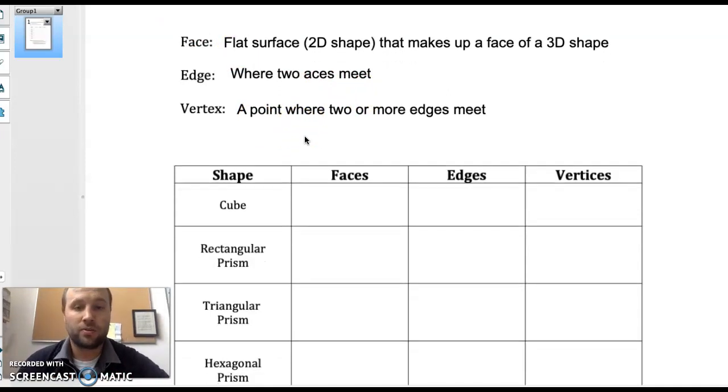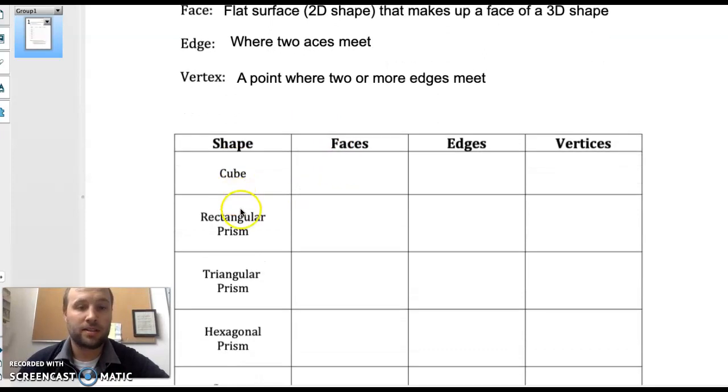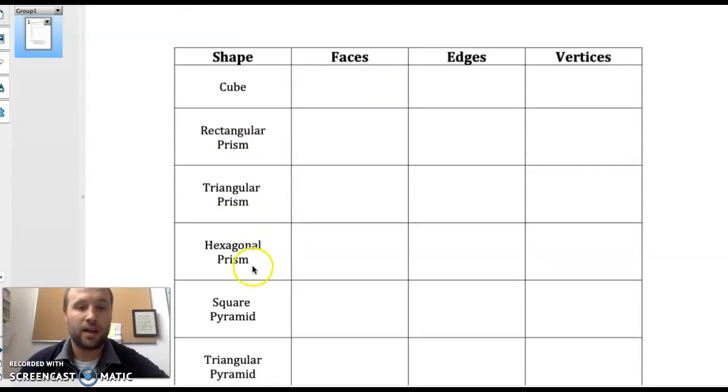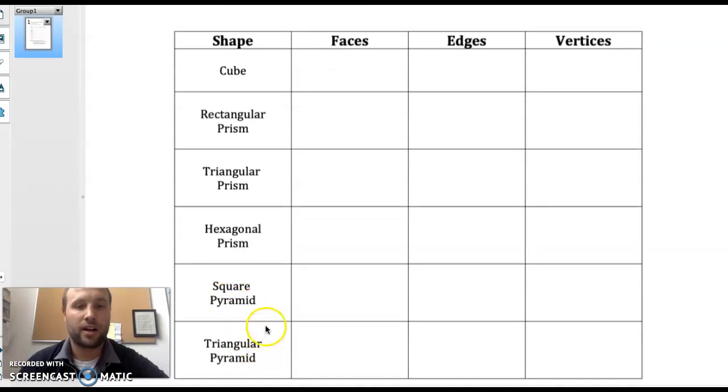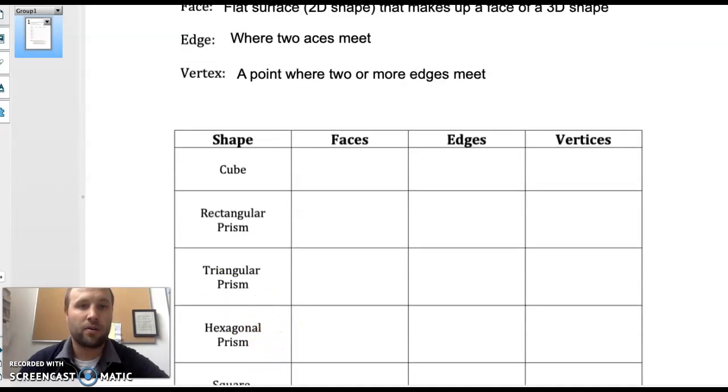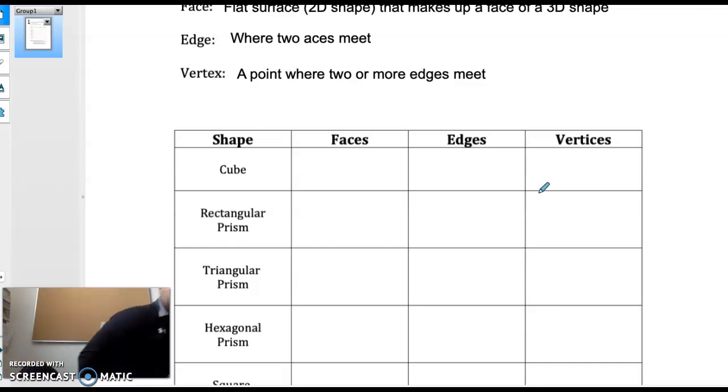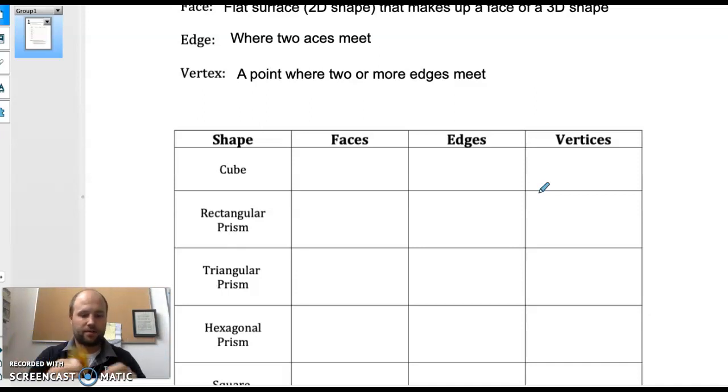So what we're going to do is talk about the cube, a rectangular prism, a triangular prism, a hexagonal prism, a square pyramid, and a triangular pyramid. We're going to try to identify these based off their faces, edges, and vertices. If we look at this, I like to use an expo marker because it wipes off, and I can keep track of things.